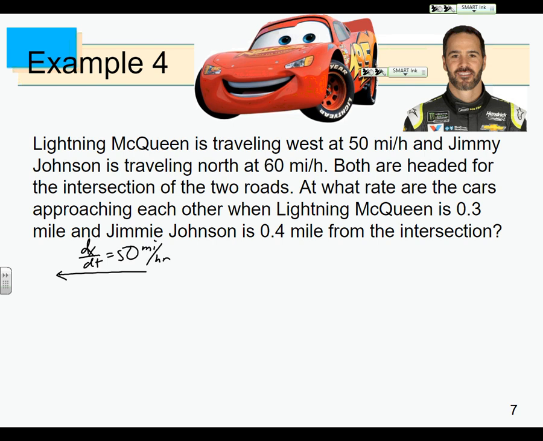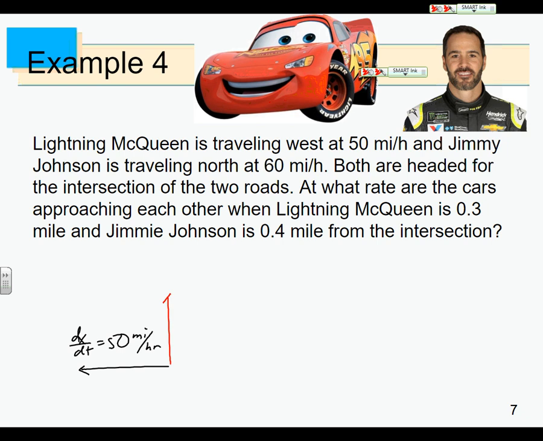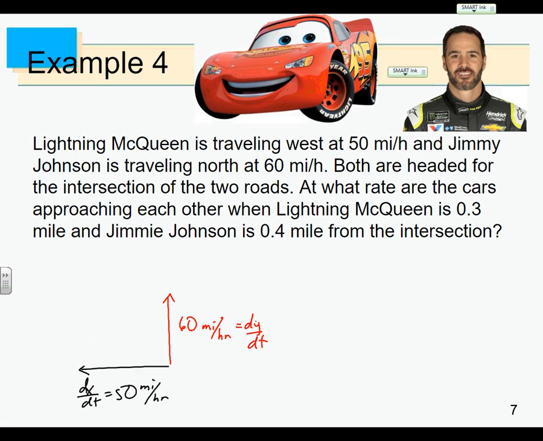Okay. And Jimmy Johnson is traveling north. Oh, I picked a terrible spot for that, didn't I? So let's bring him down. All right. So Jimmy here is traveling north that way. And how fast is he going? 60 miles an hour. And so that would be my dy over dt. I just chose y because that's up and down. I need to pull him out so he's not going to be in my triangle here in a minute.